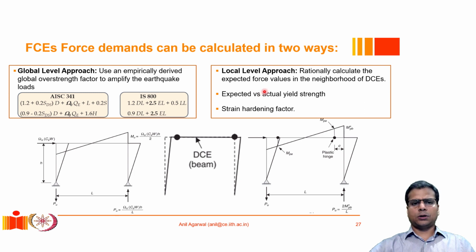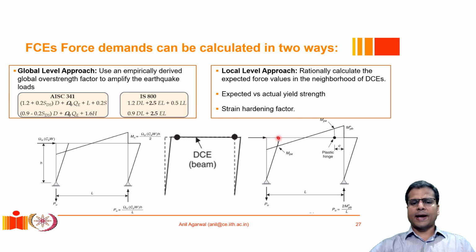There is another approach to calculate the force demand on the FCEs. So, for example, if we are designing a column in a moment resisting frame, the column would be an FCE member. Now, one way to do that is to take this lump sum value of 2.5 and assume that there is an overstrength of 2.5 available, and whatever force demand we get in the beam, amplify that with a factor of 2.5, and that would be the force demand on the column.